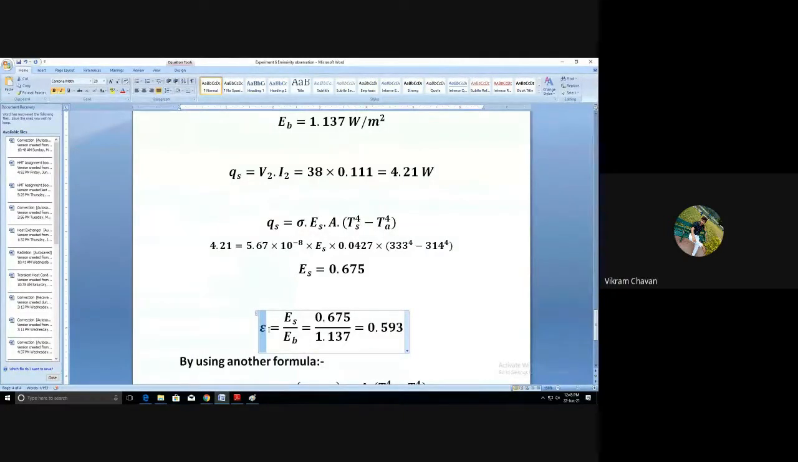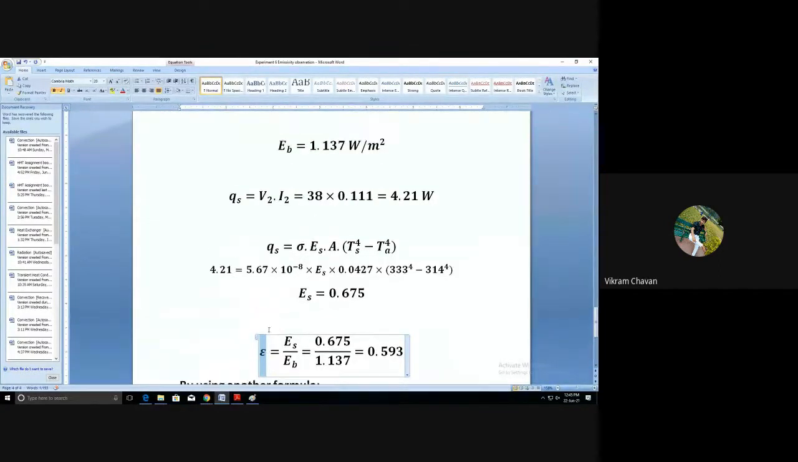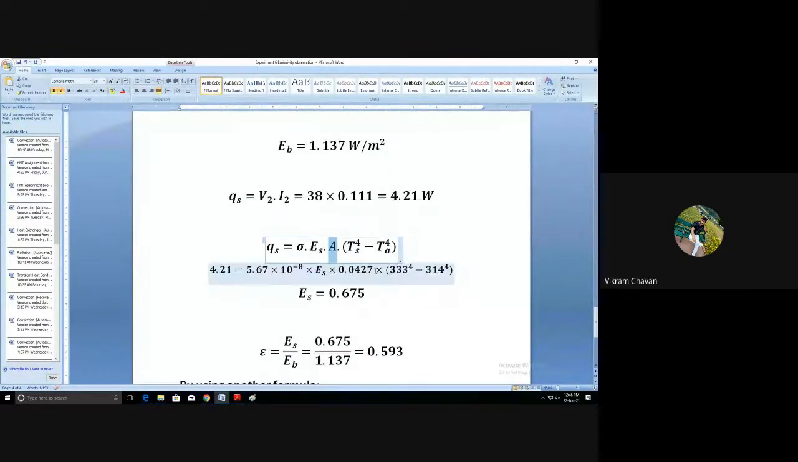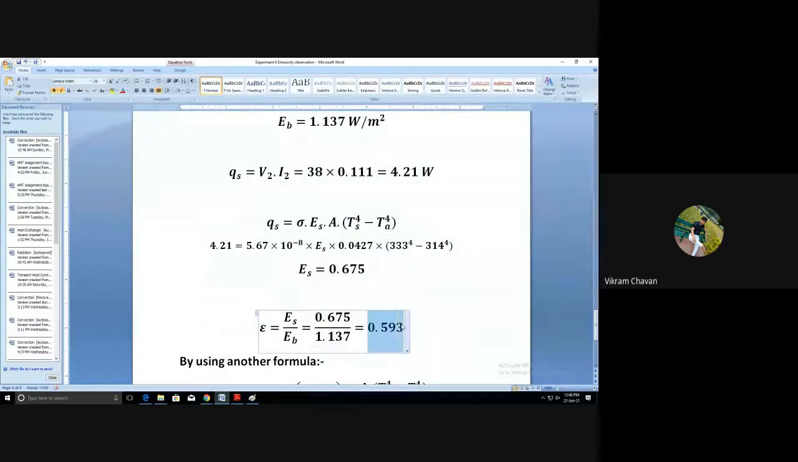After defining these formulas, and also the formula for A, you can directly put in the input values. The program should ask you the value of I1, I2, V1, V2, then the diameter value. After putting all this, then the TS value, TA value, and TB value, the program should directly show you the answer, and that answer is equal to 0.593.